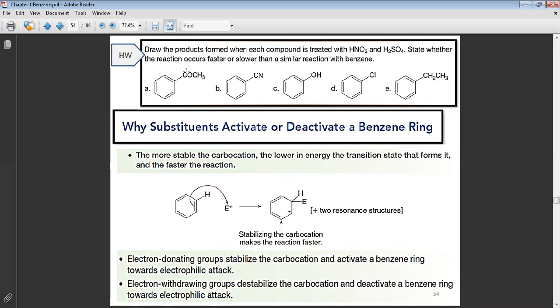Here, the main idea is why the halogen, or the hydroxyl, or the alkyl group makes the benzene ring activated or deactivated.